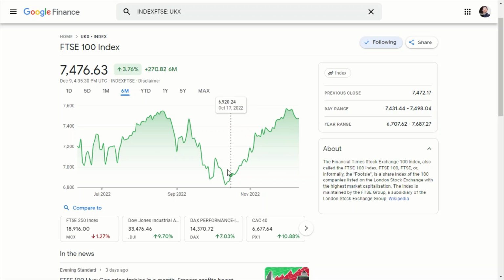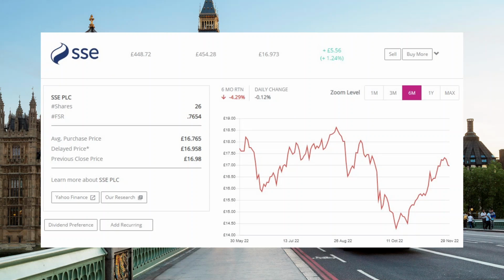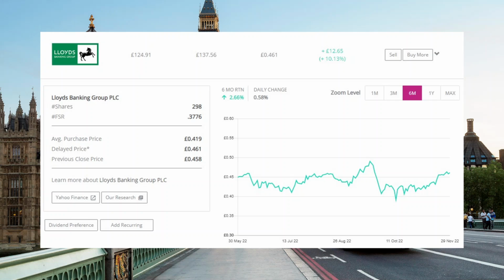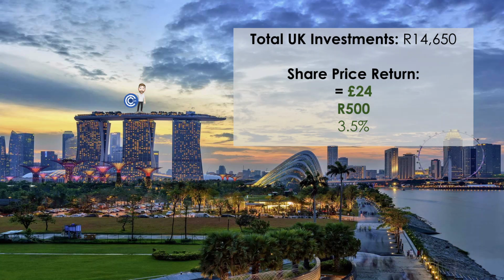So let's begin with SSE at 1.2% profit, then onto HSBC, which is on a 5% profit. And lastly, we have Lloyds Bank. Again, I've been liking banks this year, with a profit of 10.13% in just a couple of months. So that is an average of 3.5% profit and a £24 profit, or about 500 Rand.